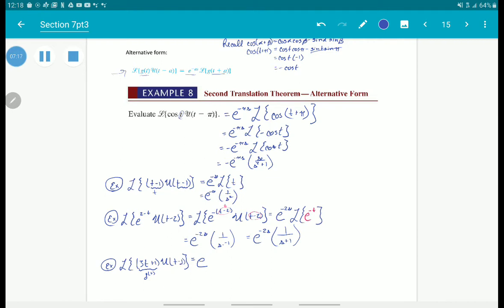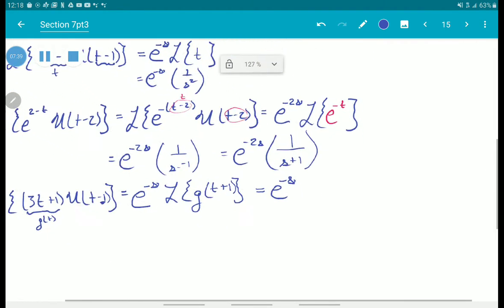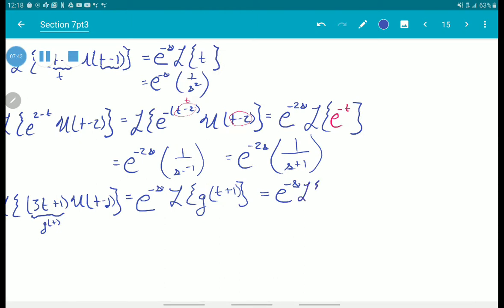Sorry, our a is positive 1 because of this guy. And then it's going to be e to the negative s times the Laplace of g of t plus a, and our a is 1 again. So here's our g function. So now we have e to the negative s times the Laplace of 3 times t plus 1, and then plus 1. So we replace this t with t plus 1, since that's what our theorem tells us to do.